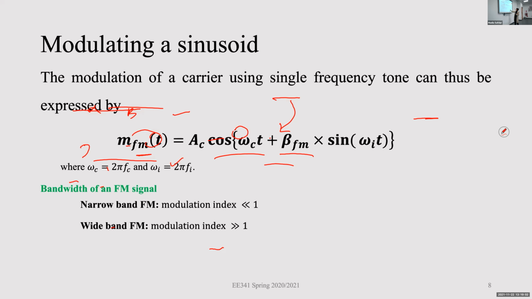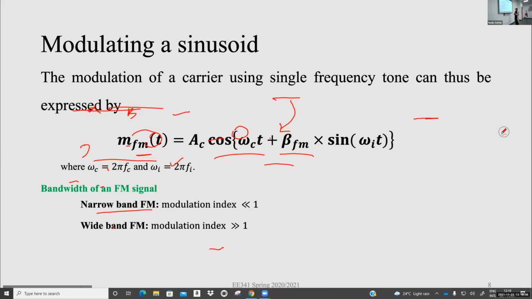For narrow band frequency modulation, my modulation index should be less than 1. For wide band, there is only one difference between wide band and narrow band frequency modulation: the modulation index is less than 1 in the case of narrow band, and it is greater than 1 in the case of wide band.